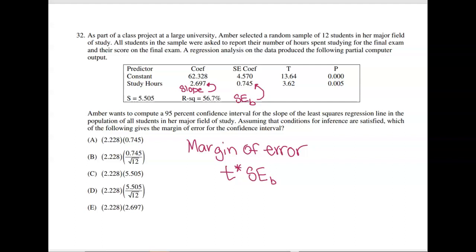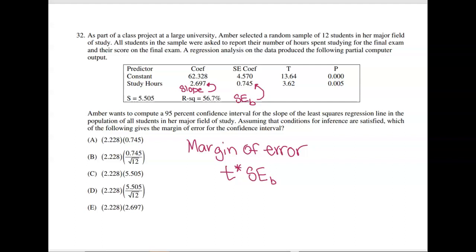In this case, we're talking about population mean, and so we are going to use our t-distribution. Okay, the slope, that's our study hours coefficient. That's that 2.697. And if you look right next to it, that's going to be the standard error of the slope, which is 0.745. So if we want to find the margin of error, we need to take our critical value times the standard error of the slope.